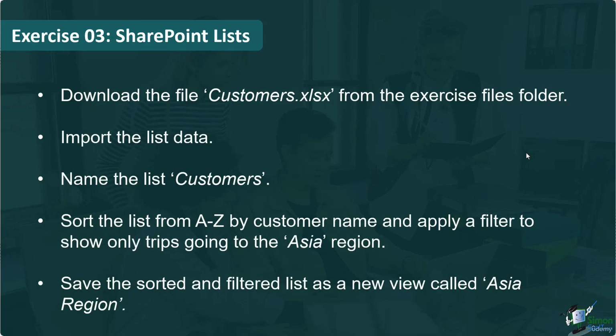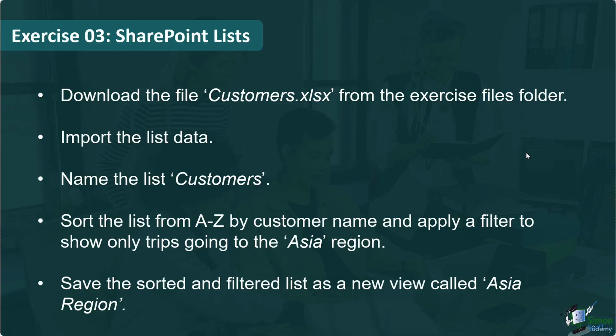It's time now to do exercise 3. And in this exercise, we're going to get a chance to practice some of the skills that we've learned in this section of the course on SharePoint lists. So the first thing I'd like you to do is download the file customers.xlsx from the exercise files folder. And I'd like you to import that data from Excel into SharePoint.